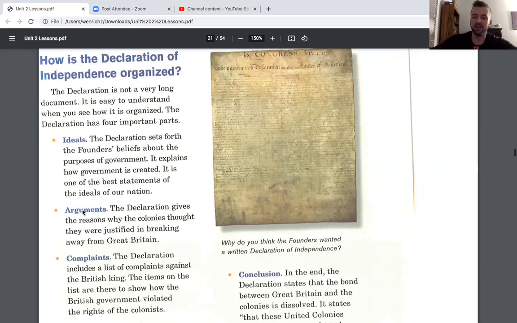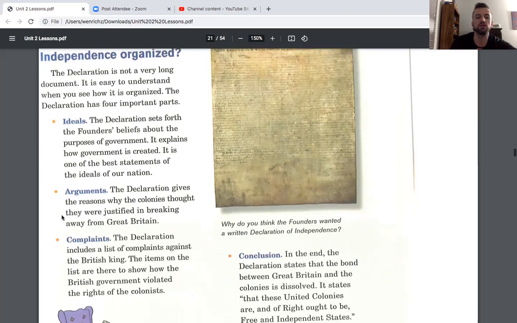All right, here is how it's structured. Here's what we got. We've got ideals, arguments, complaints, and conclusions. We've got ideals of good government, the purposes of government, and you'll see some natural rights pop up in the beginning of the Declaration. The arguments: the Declaration gives the reasons why the colonists thought they were justified in breaking away from Great Britain.